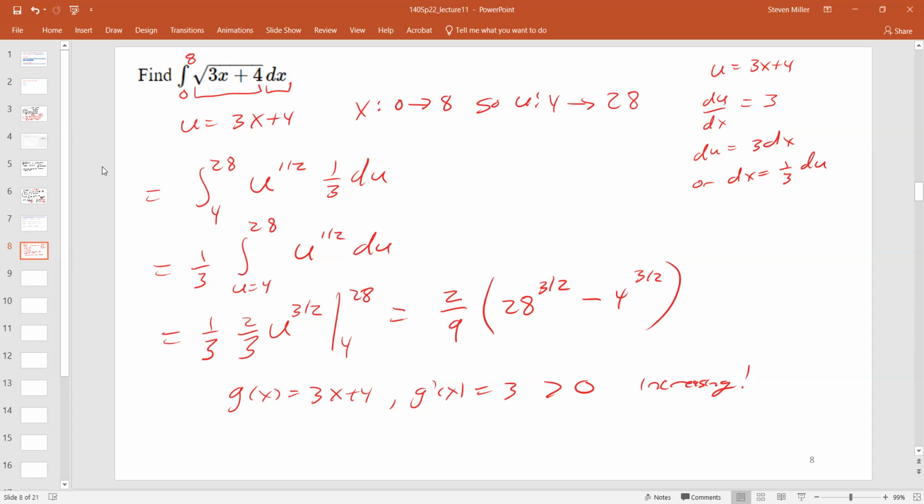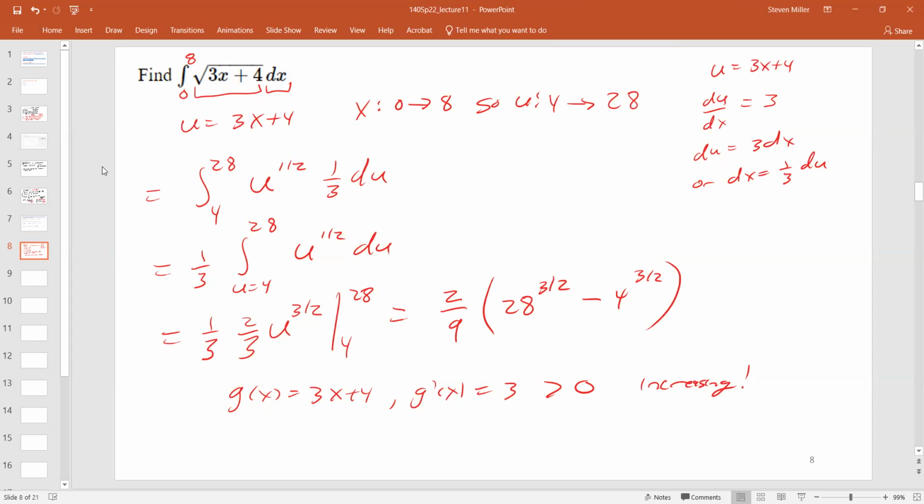Now, the books normally just go straight to du equals 3 dx. I like to go du dx is equal to 3. So that means du is 3 dx. So every time I have a small little increment dx, the du is 3 times that. Which makes sense. u is equal to 3x plus 4. If you increase x by 1, u increases by 3.